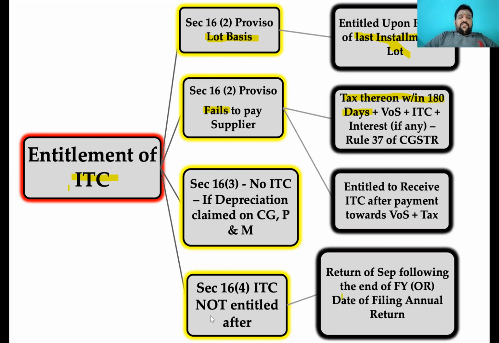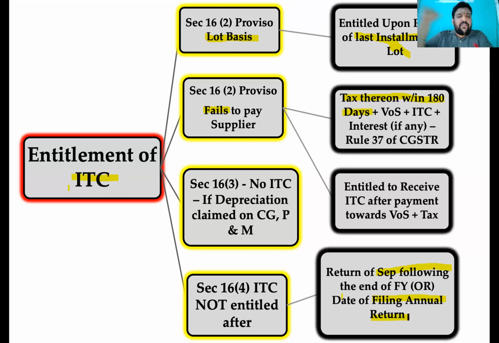All those invoices based on which credit is taken, all that credit has to be taken within the time prescribed. What is the time prescribed for taking input tax credit? The time prescribed is the subsequent financial year September return filing due date, or filing of annual return, of these two, whichever is earlier. For financial year 19-20, the subsequent financial year September month return filing due date.